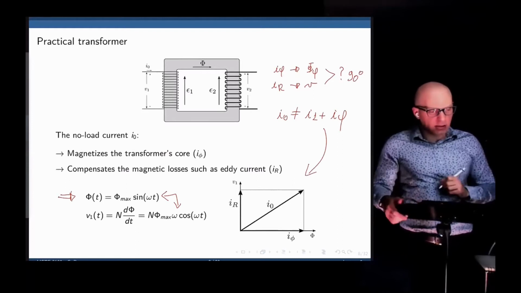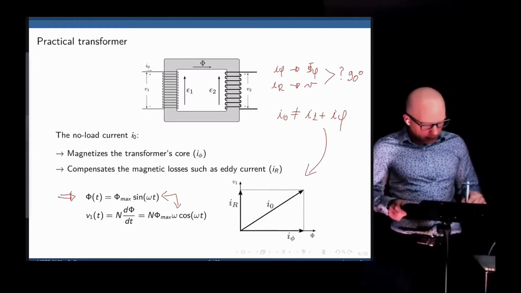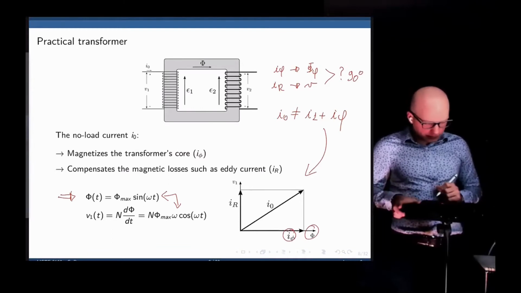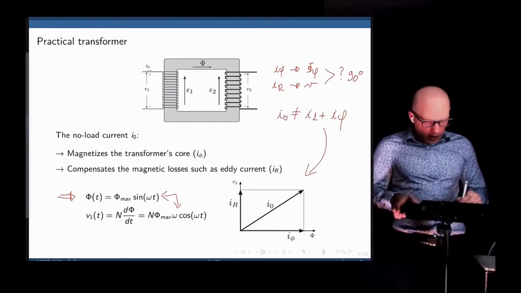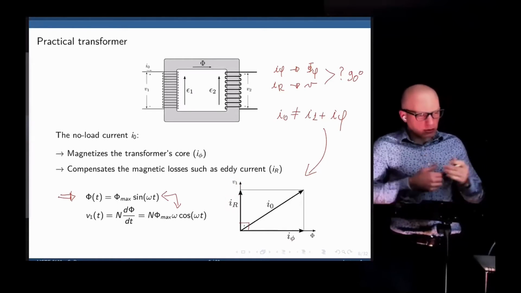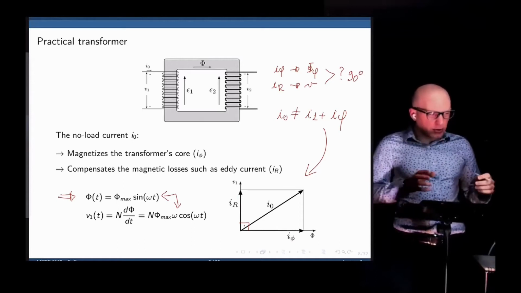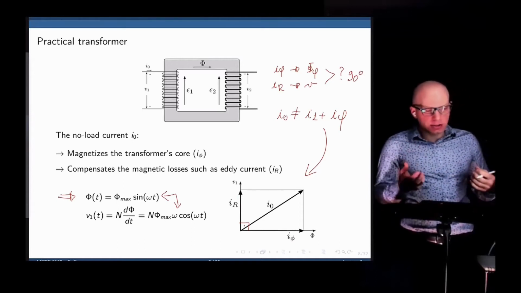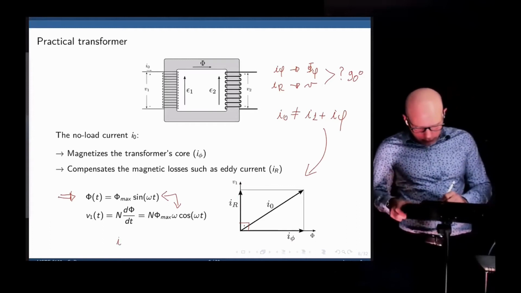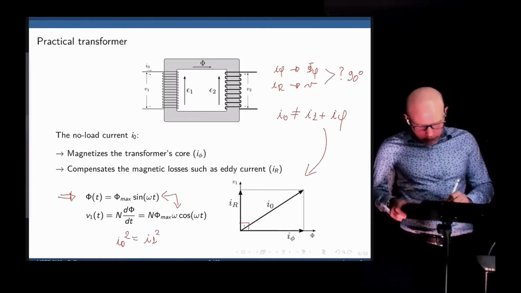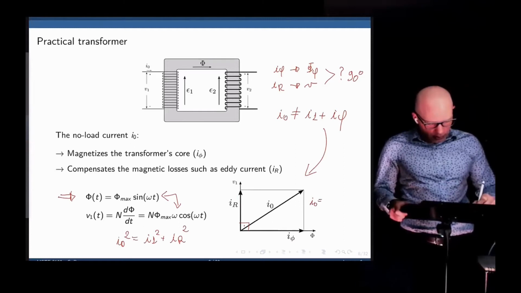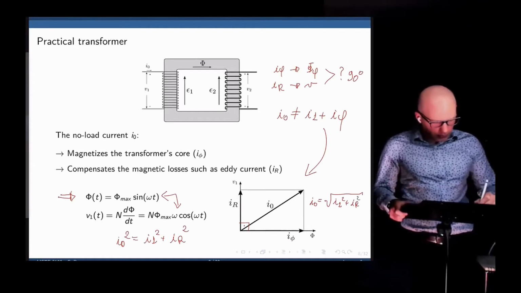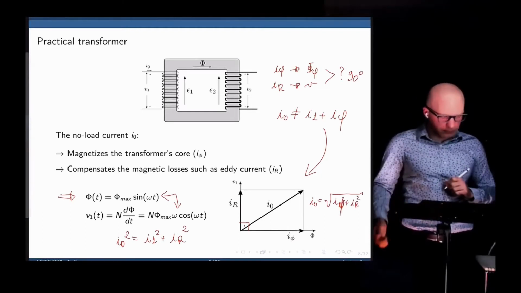So let's plot the phasor here. We have I_phi in phase with phi, and we have I_R in phase with V, and we have a 90-degree angle between them because of the sine and cosine. What is I0? I0 is the vector sum of them. That is, I0 squared is equal to I_phi squared plus I_R squared. So I0 is the square root of I_phi squared plus I_R squared.